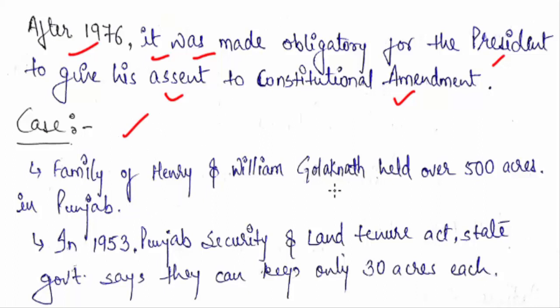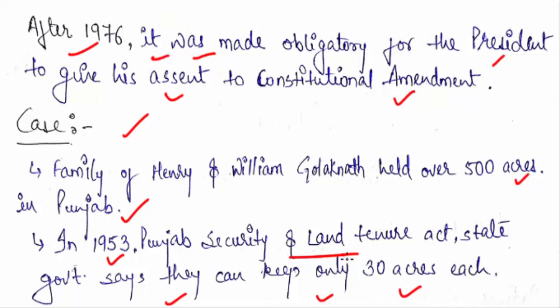The family of Henry and William Golaknath held over 500 acres in Punjab, right? They are two brothers, Henry and William Golaknath, and they have approximately 500 acres of land in Punjab. In 1953, under the Punjab Security and Land Tenure Act, the state government says they can keep only 30 acres each, and the rest of the land will be distributed among the workers on the field, right? It is just a welfare scheme, and there must be equality among different people in society.